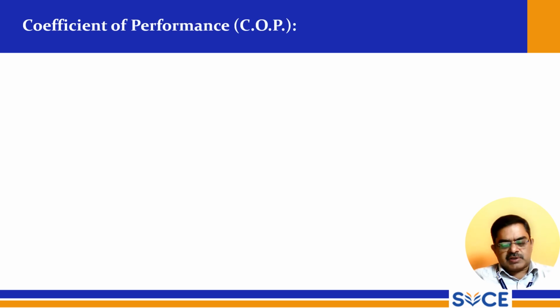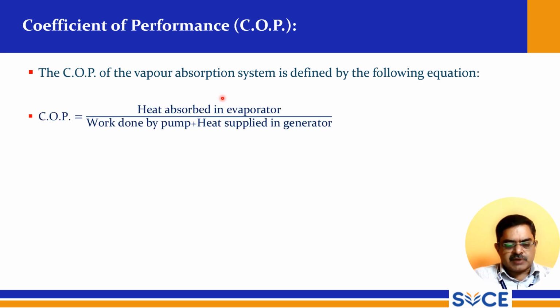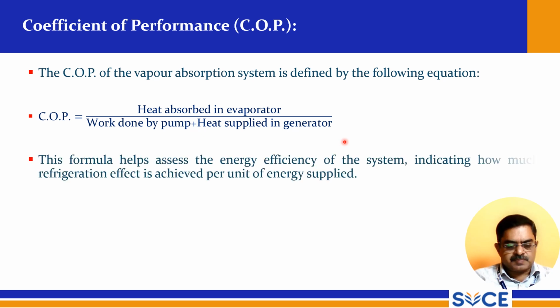So coming to the performance measure, that is nothing but coefficient of performance. The COP of the vapor absorption system is defined by the following equation: heat absorbed in the evaporator divided by work done by pump plus heat supplied in the generator. So this is how COP can be calculated for the absorption system. This formula helps assess the energy efficiency of the system, indicating how much refrigeration effect is achieved per unit of energy supplied.